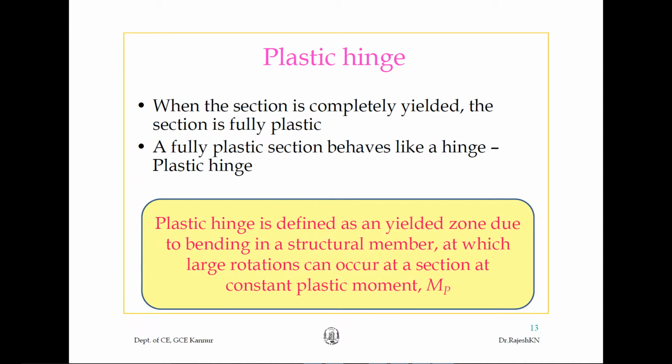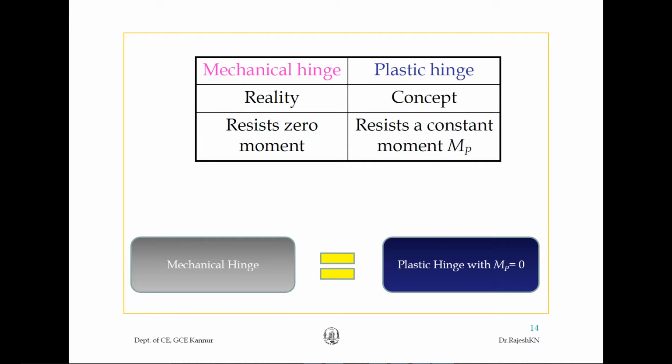Now, what is a plastic hinge? When the section is completely yielded, the section is fully plastic. The fully plastic section behaves as a hinge, a plastic hinge. A plastic hinge is defined as the yielded zone due to bending in a structural member at which large rotation can occur at a section at a constant plastic moment MP. That is, we have taken one MP, that is the plastic moment.